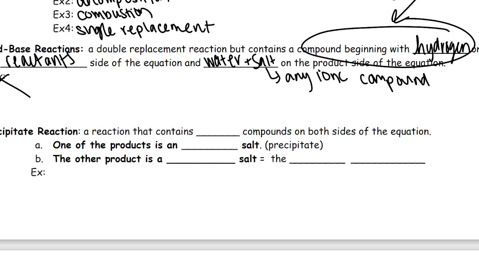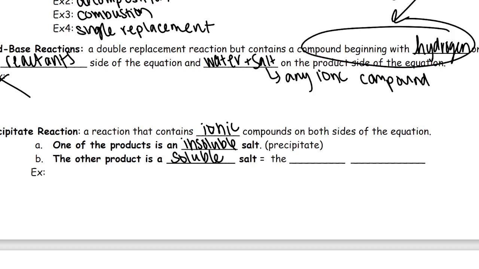And then the other type of double replacement reaction is a precipitate reaction. This is one that contains ionic compounds on both sides of the equation. One of the products is going to be your precipitate. That would make it an insoluble salt. So insoluble is the same thing as precipitate, or it would indicate that something would form a precipitate. And then the other product is a soluble salt.